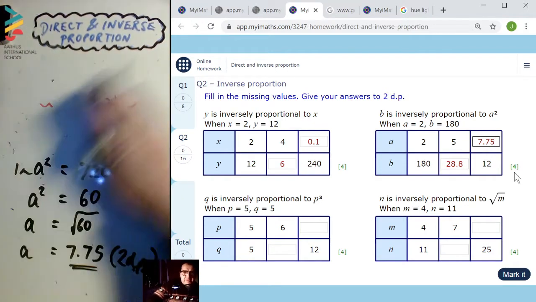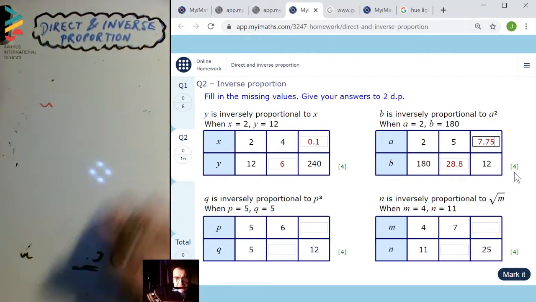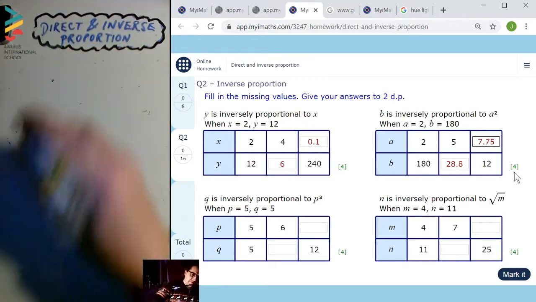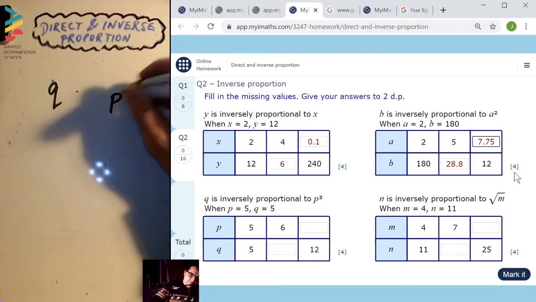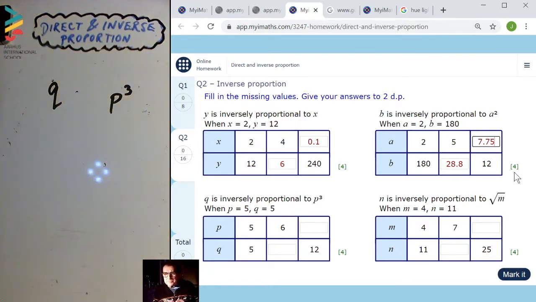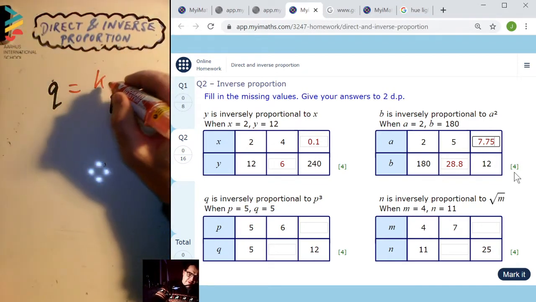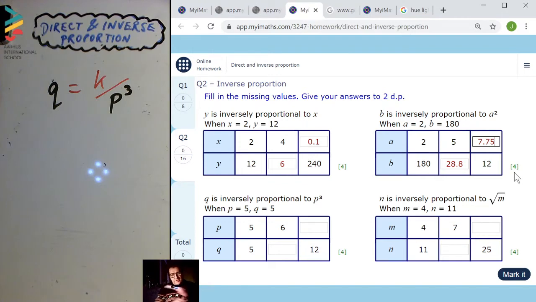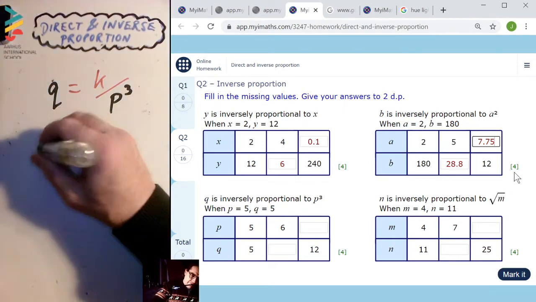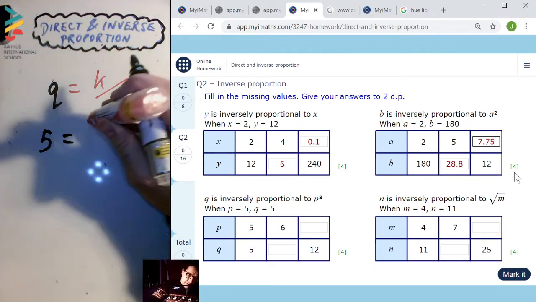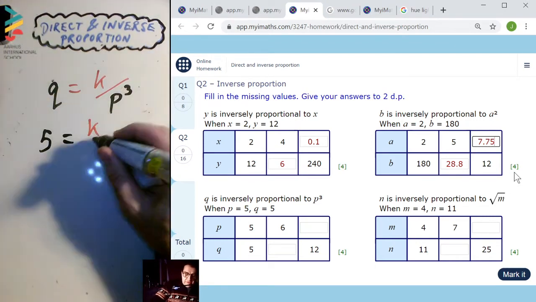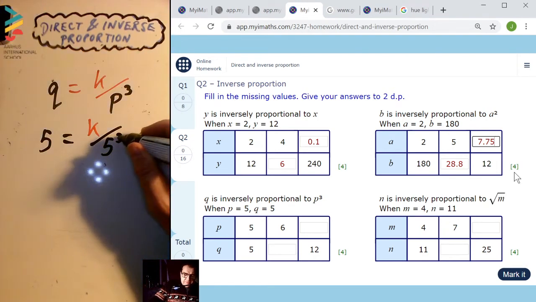So the next one says Q is inversely proportional to P cubed. So we've got 2 things going on here. We've got Q and we've got P cubed. So Q is equal to some number that we've got to figure out divided by P cubed. And we've got some information. We've got that when P equals 5, Q equals 5. So we can stick those 5's in and say 5 equals the number we've got to figure out, K, divided by 5 cubed.